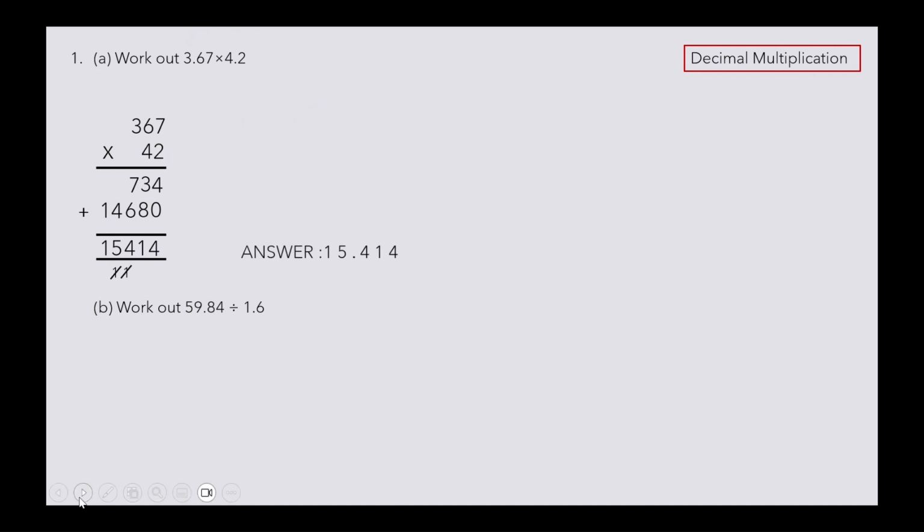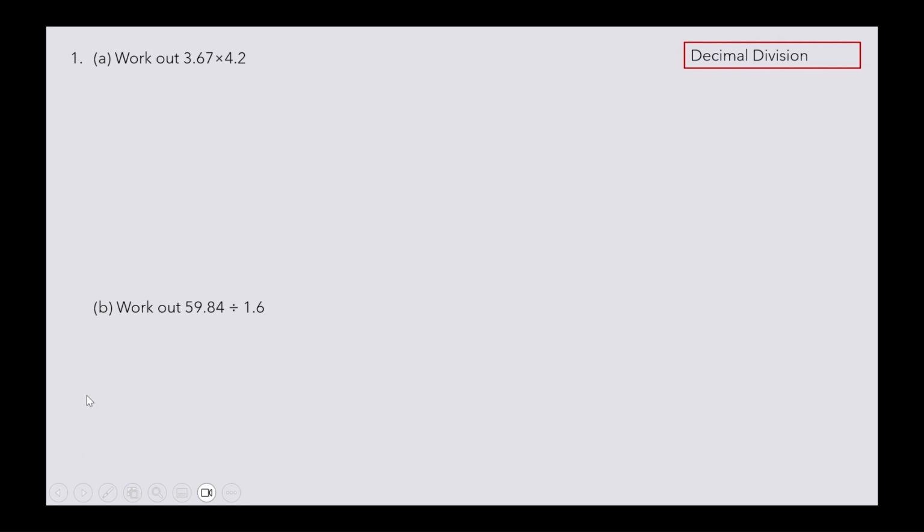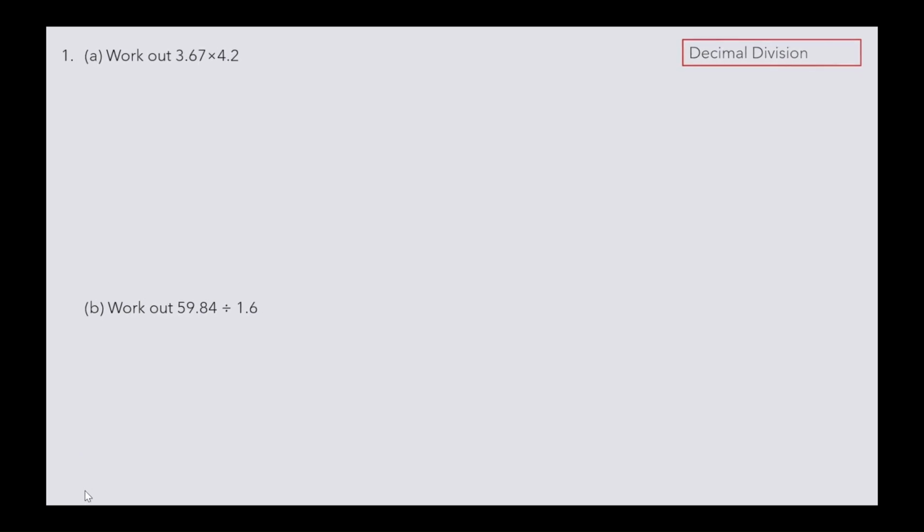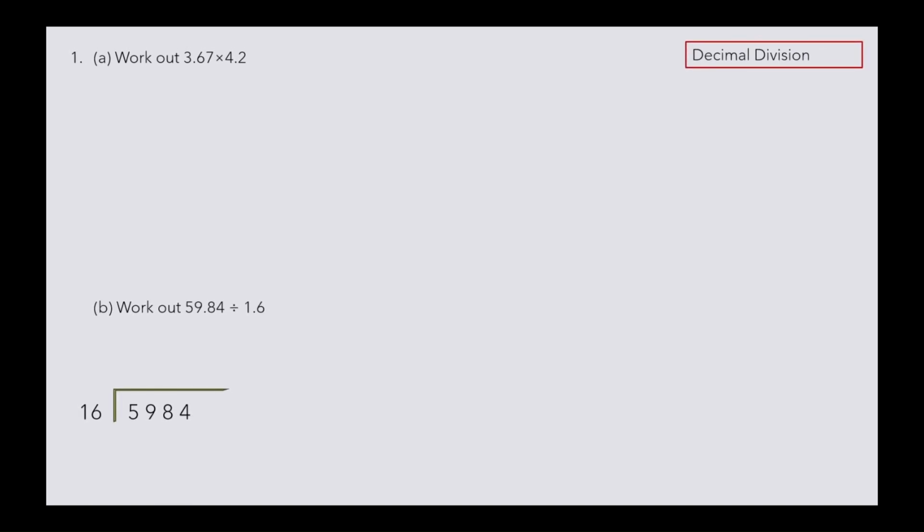So part b, work out 59.84 divided by 1.6. So instead of multiplication, it's division. So I would write the bus stop, 5984 divided by 16. And as before, we're going to ignore the decimal points until later. Because we look at the first digit, which is 5, you can't divide that by 16. So we look at 59.